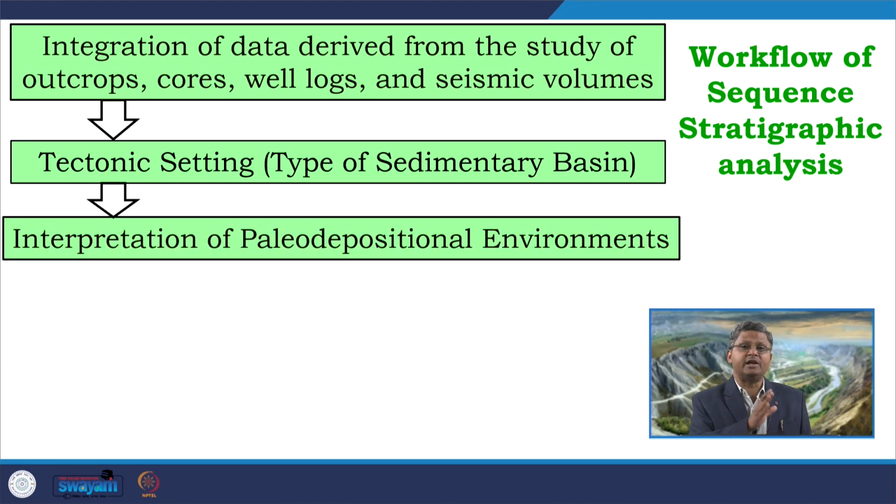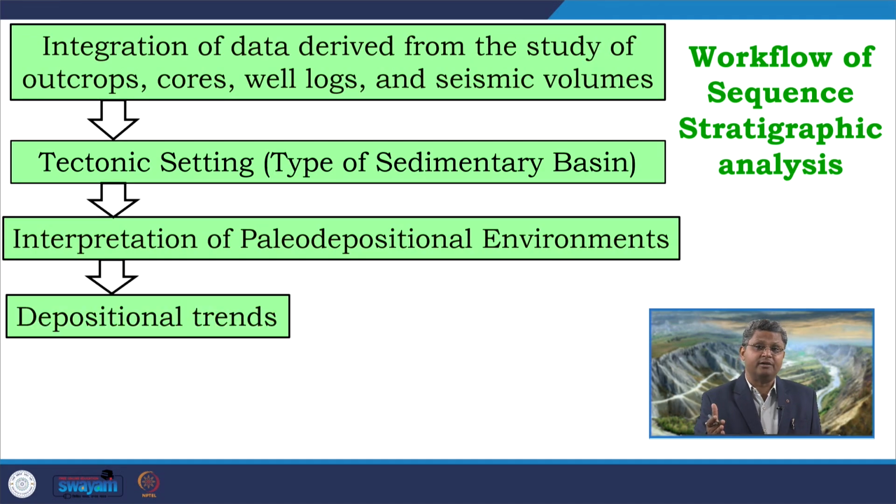So, there comes the interpretation of paleodepositional environments, which is based on outcrop data, core data and definitely some amount of well log data, where we go through facies analysis and we try to interpret different paleodepositional environments occurring within the entire basin. Then comes the depositional trend, that means the stratal stacking pattern with respect to the shoreline shift. How different stratal stacking patterns are occurring with respect to the depositional trend and how they are getting terminated.